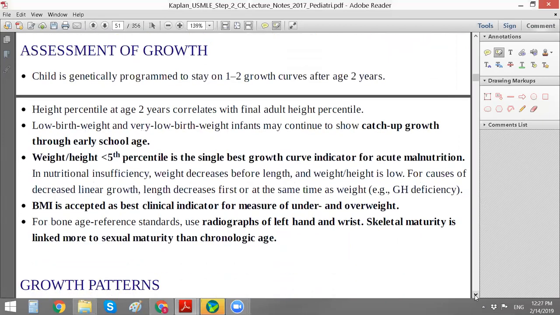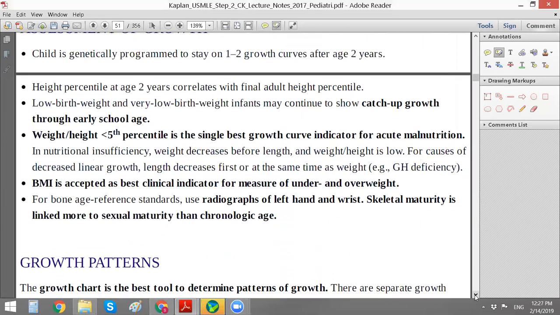Assessment of growth. A child is genetically programmed to stay on 1 to 2 growth curves after age 2 years. Height percentile at age 2 years correlates with final adult height percentile. Low birth weight and very low birth weight infants may continue to show catch-up growth to early school age.